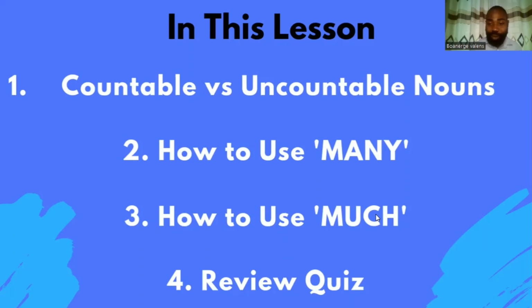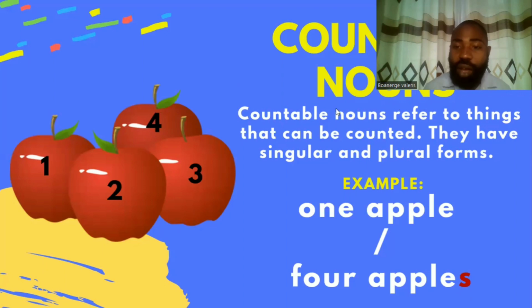Reka turebe isomo. Now we are going to see the countable nouns. As you can see here, we have one apple. Tuvuze apple, tuwa tuvuze pome. One apple. Noneho four apples, bivuze noneho pome enye. All right. Countable nouns refer to things that can be counted.